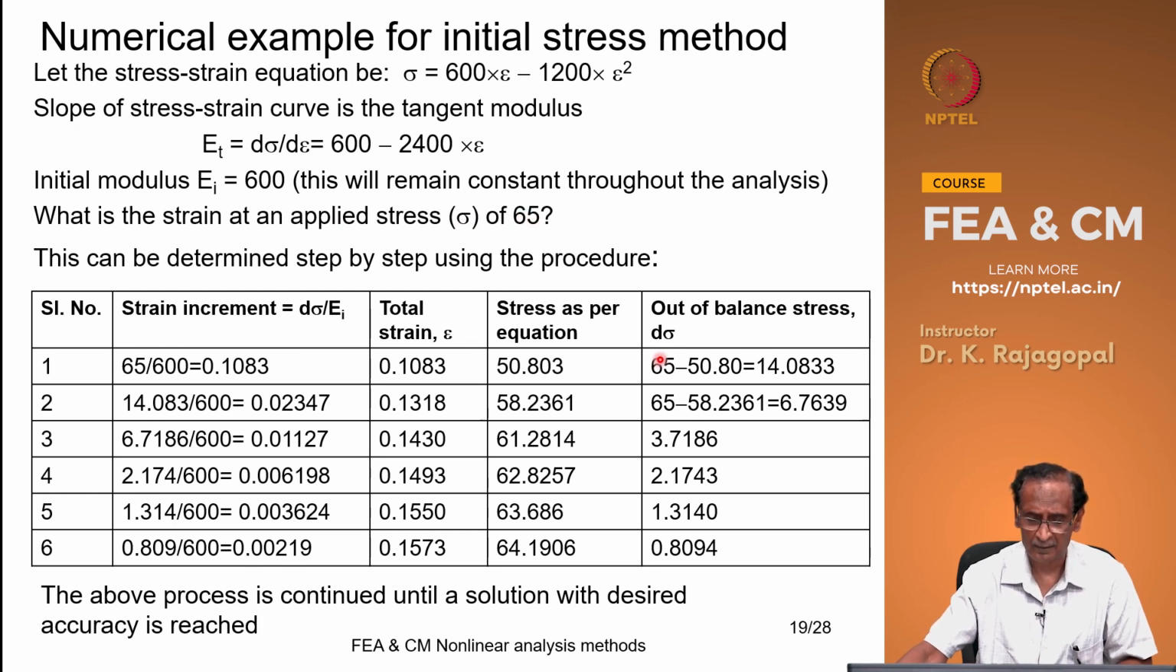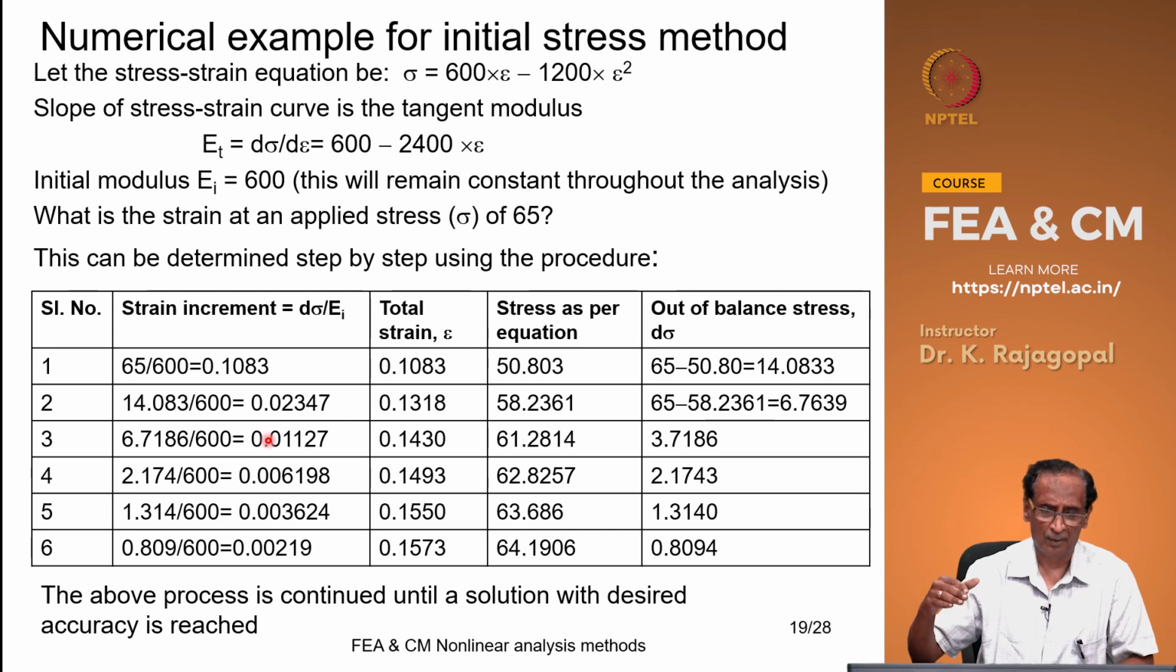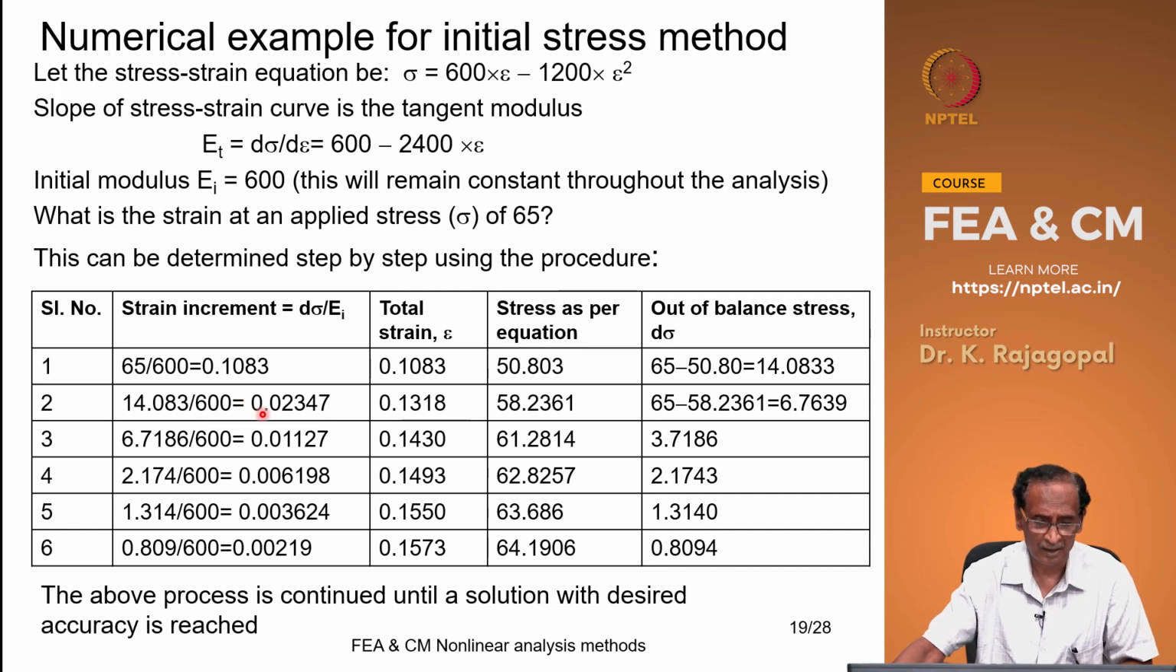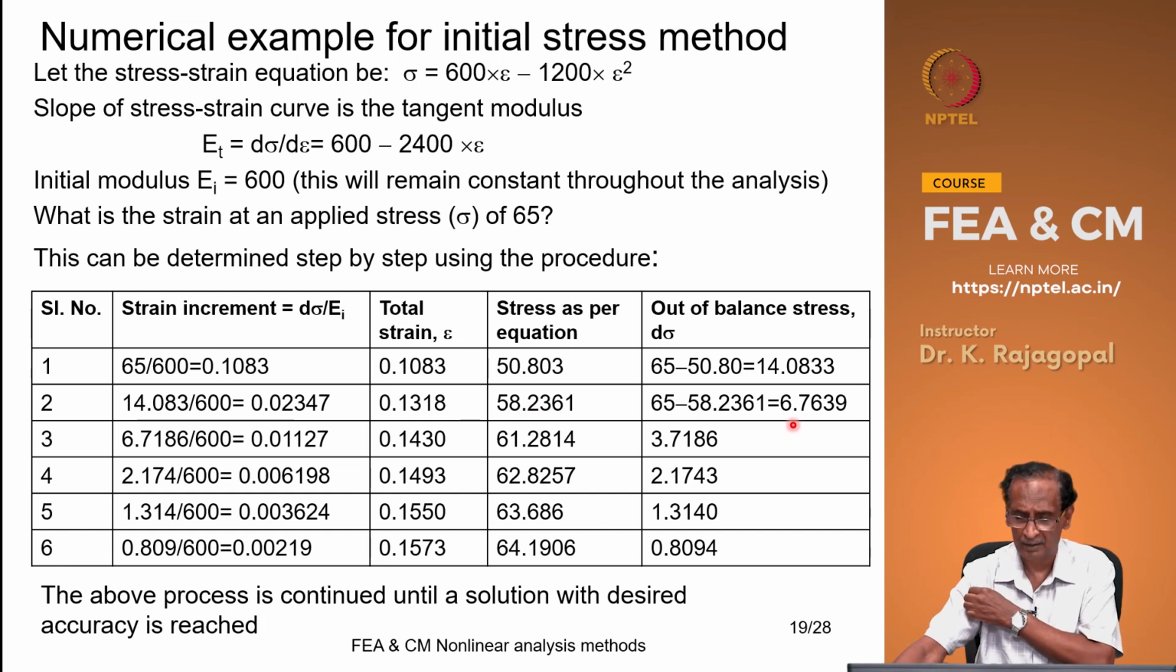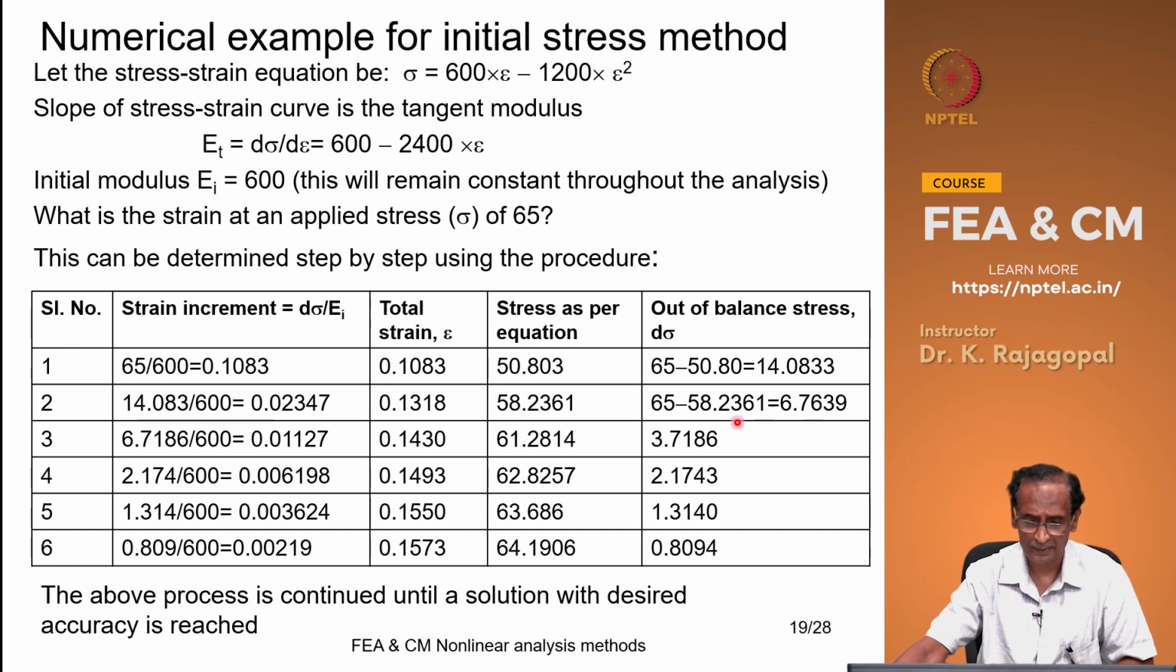So, the out of balance stress is 65 minus 50.803, that is 14, and you apply this back on the system. So, 14 divided by EI, that is 600, that is 0.02347, and the total strain is 0.1083 plus this value 0.02347, and the stress as per our equation is 58, and the out of balance stress is 6.76.